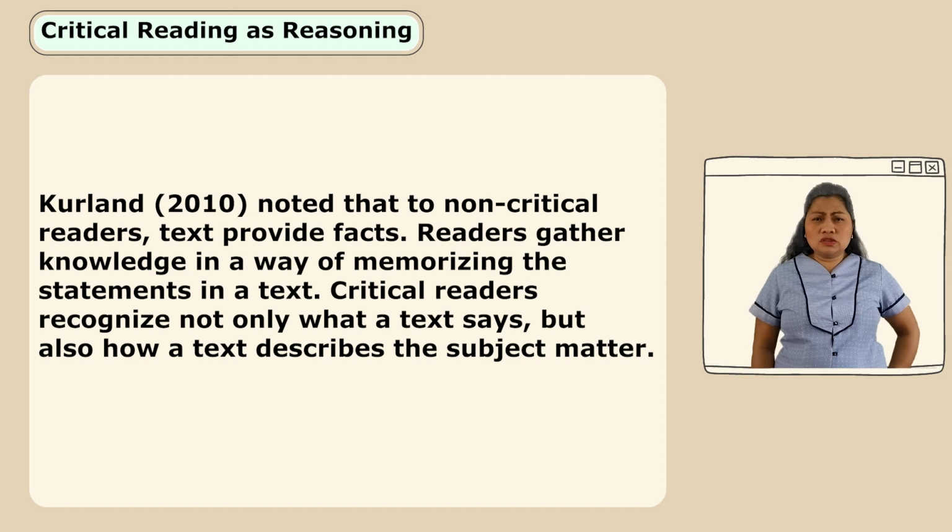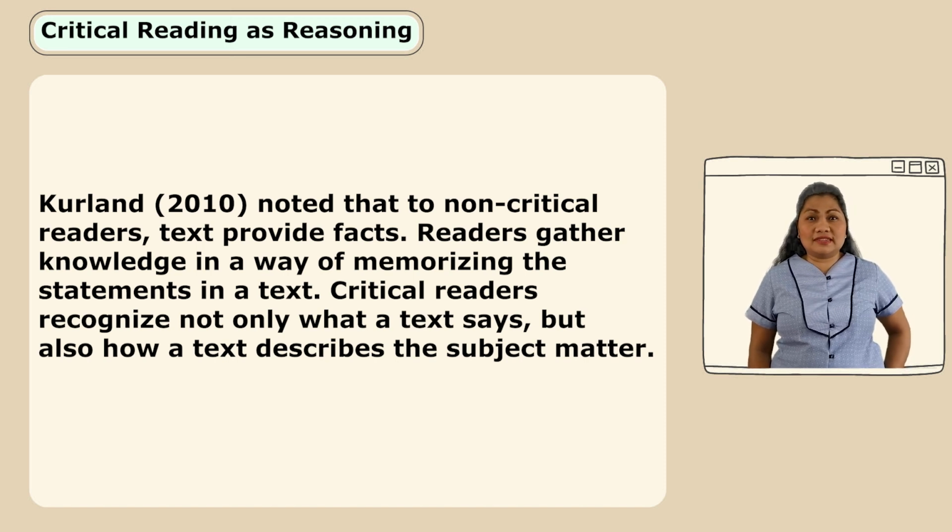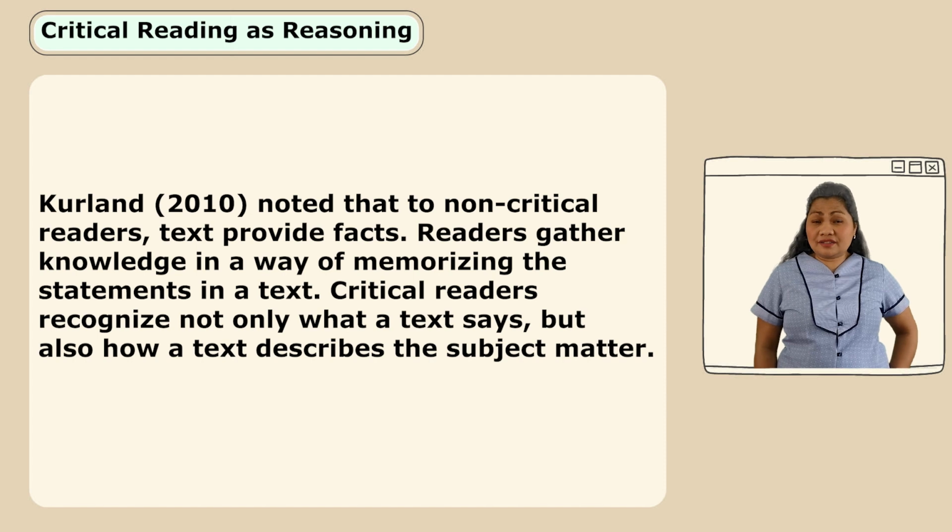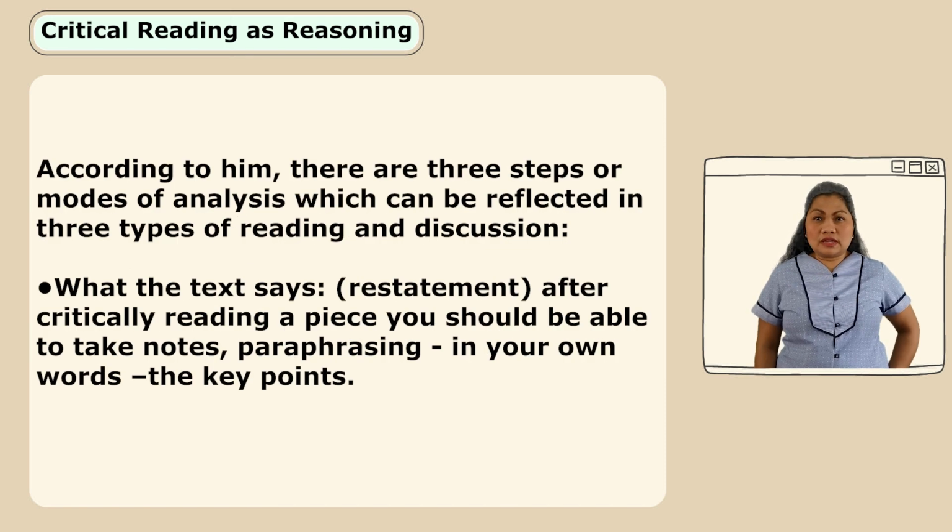Kurland in 2010 noted that to non-critical readers, texts provide facts. So readers gather knowledge by memorizing the statements in the text. Critical readers recognize not only what the text says, but also how a text describes the subject matter. According to him, there are three steps or modes of analysis which can be reflected in three types of reading and discussion.